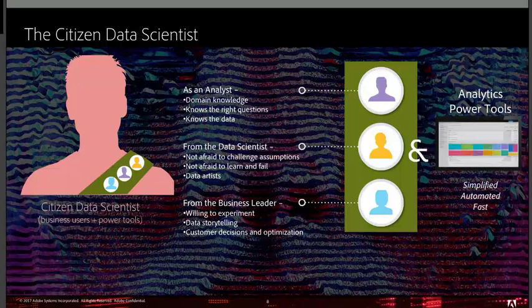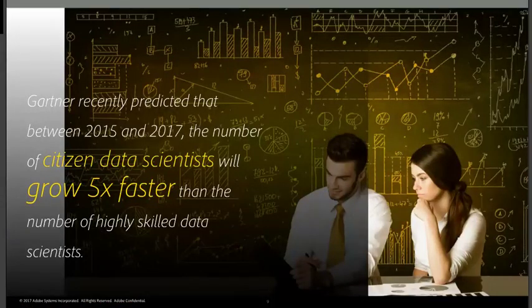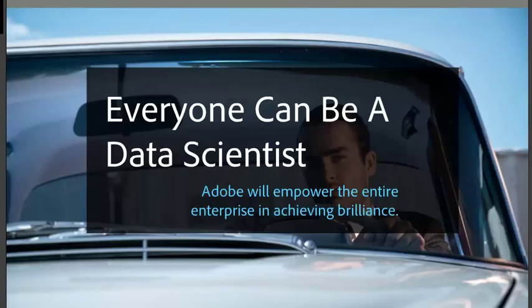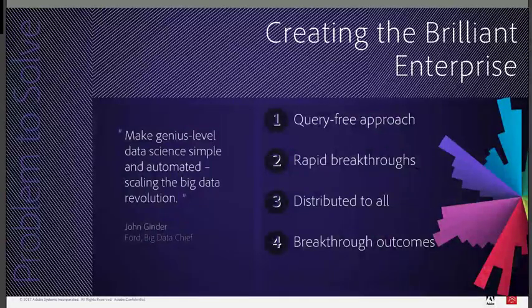So the goal here is to become a more automated and fast world using the different power tools that we are providing. Gartner recently predicted that between 2015 and 2017, there was a 5x rise in citizen data scientists. And so with the power of Adobe, we're looking to enable everyone to become a little bit of a data scientist. And that's what we're going to be walking through today, the tools that analysts and marketers and business leaders can use to become a piece of that data scientist.